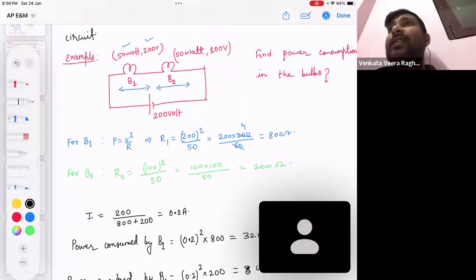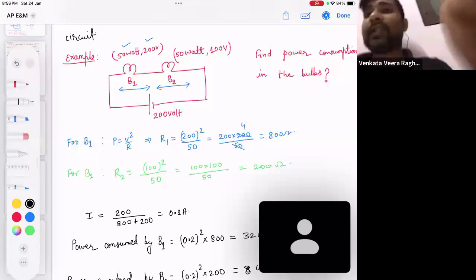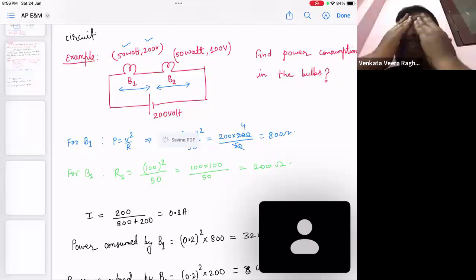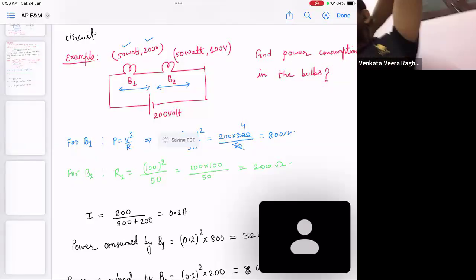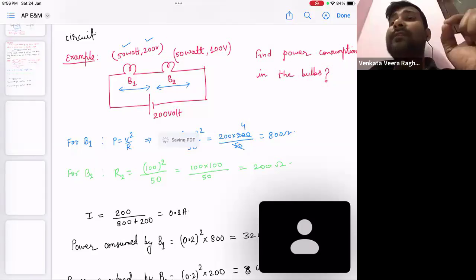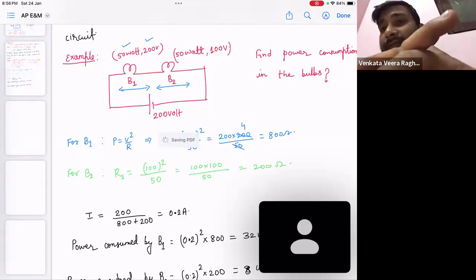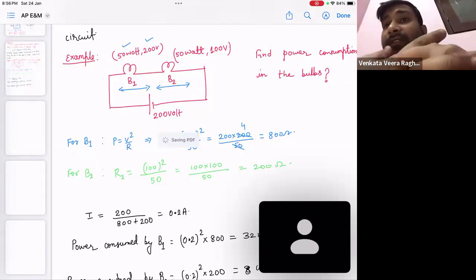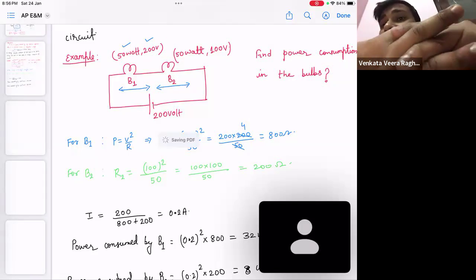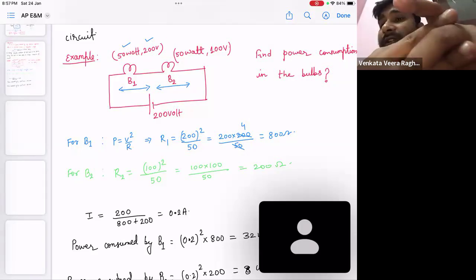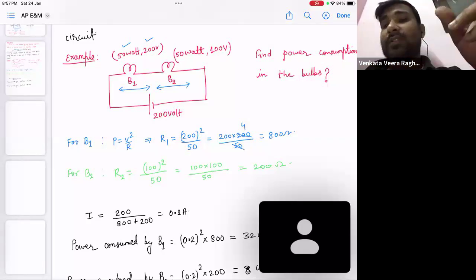None of the bulbs is getting fused. They will ask you in the question which bulb will get fused, those kinds of things. So always calculate the power consumption. How will you calculate? By first finding the resistance, which is never going to change in the bulb. But power consumption can change. It's a 50-watt bulb, but in this circuit, it will only show 32 watt. The second bulb is also 50 watt, but in this circuit, it is only showing 8 watt.